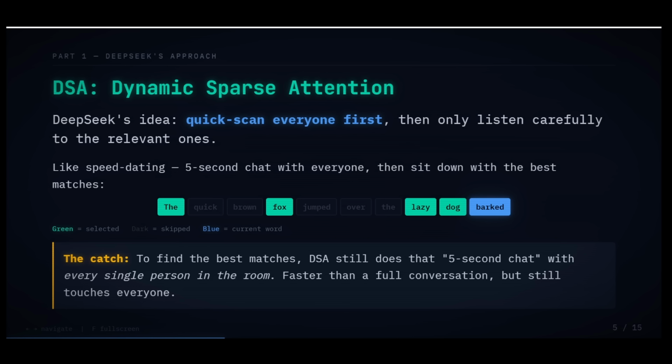in the context. And you can see in this visualization, these green ones are selected, the dark ones are skipped, and the blue one, marked here, is the current word that's deciding who to think about. So basically, DSA does a quick scan of everything, finds which words, which tokens are most important, and then attends fully to just them. But there's a catch.